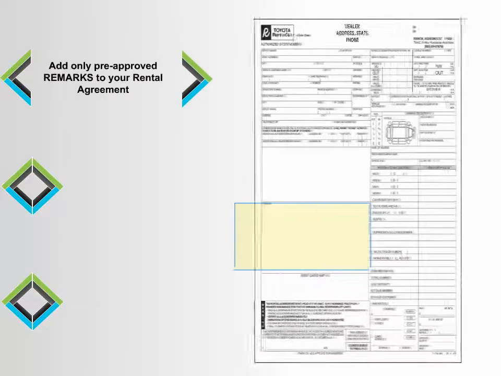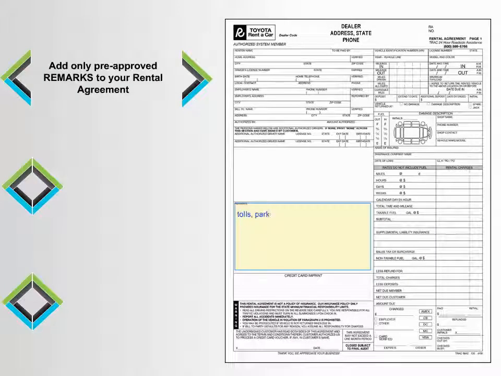Adding remarks to the rental agreement, such as refueling instructions or notes about tolls or parking tickets, is acceptable as long as the wording follows the pre-approved remarks created by Sedgwick. A complete listing of pre-approved remarks can be obtained from your Sedgwick support team or by contacting Terra Graphics.